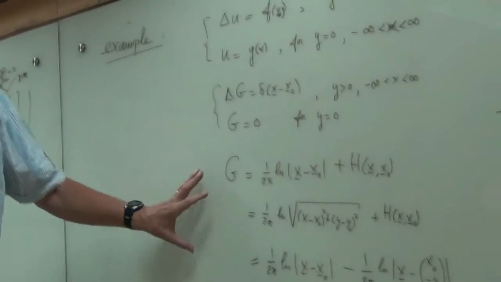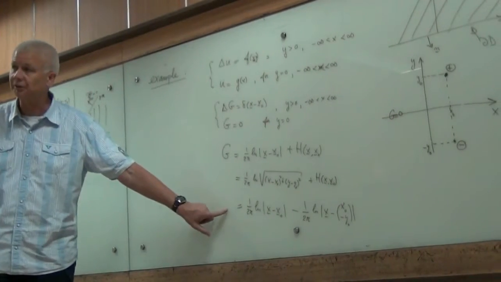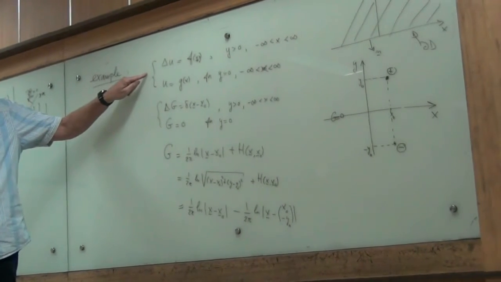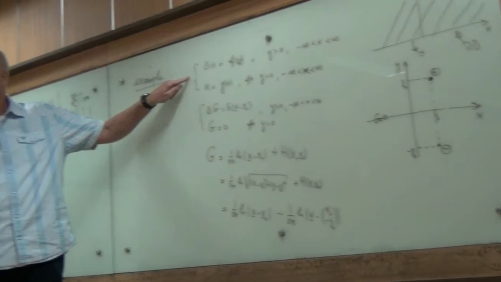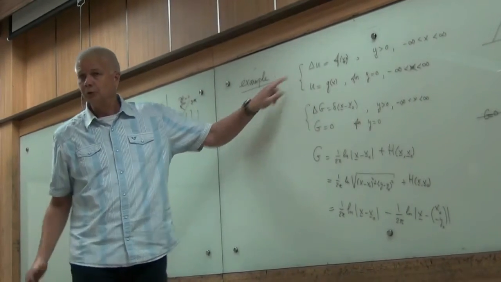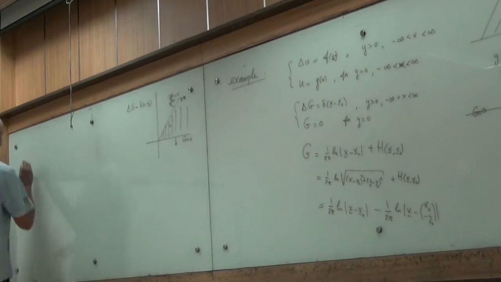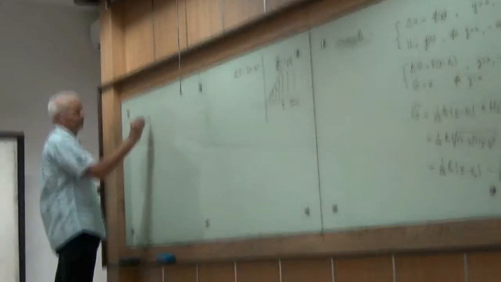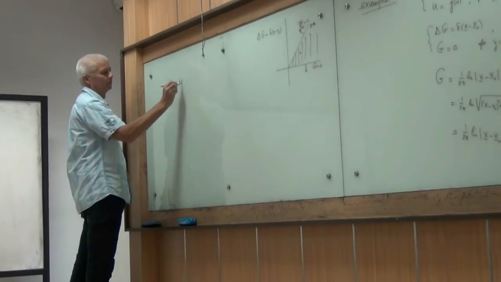Okay. I found in the example my Green's function, it's given over here. And now I have to solve this problem. How do you do that? You use the second identity of Green.